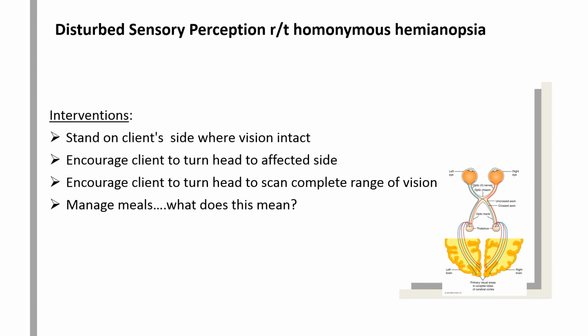And for meals, the client can only see food on one side of the tray. So we want to make sure we instruct our UAPs to set up trays so that the client can visualize everything that is on the tray.